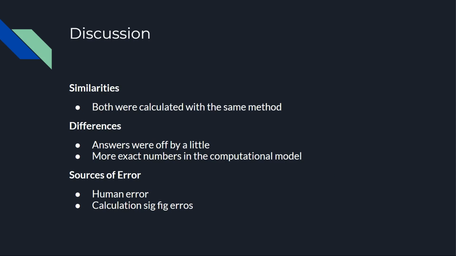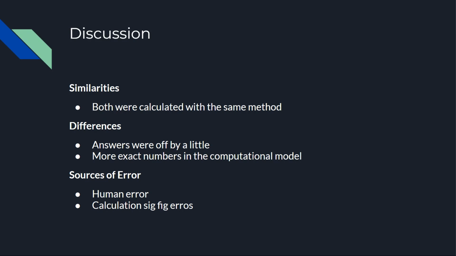So after all this, we can see the similarities between the model and our real-world observations. Both were calculated with the same method, but the answers were off by a little bit, I think around 2 times 10 to the negative 10th. We can see that the more exact numbers in the computational model and how it calculated it led to a more precise answer and got us that different answer.